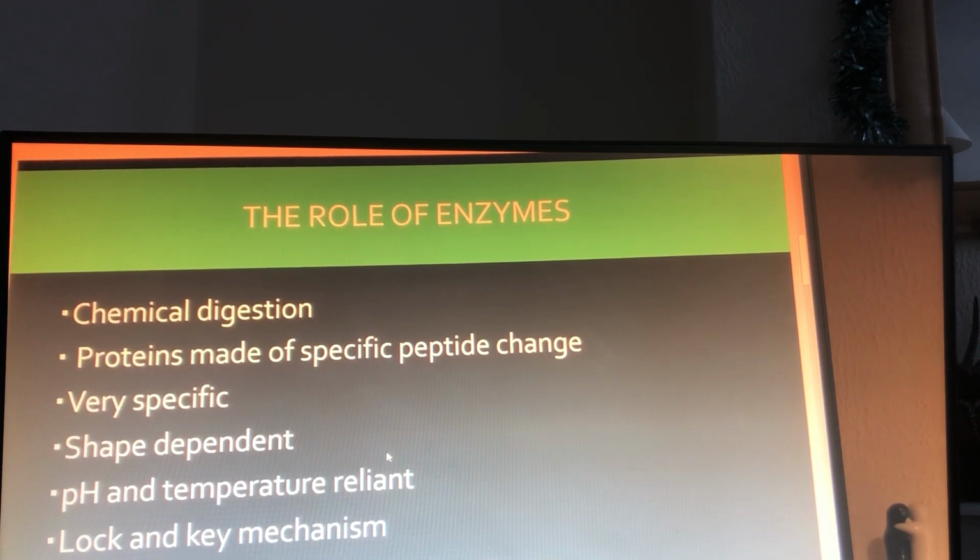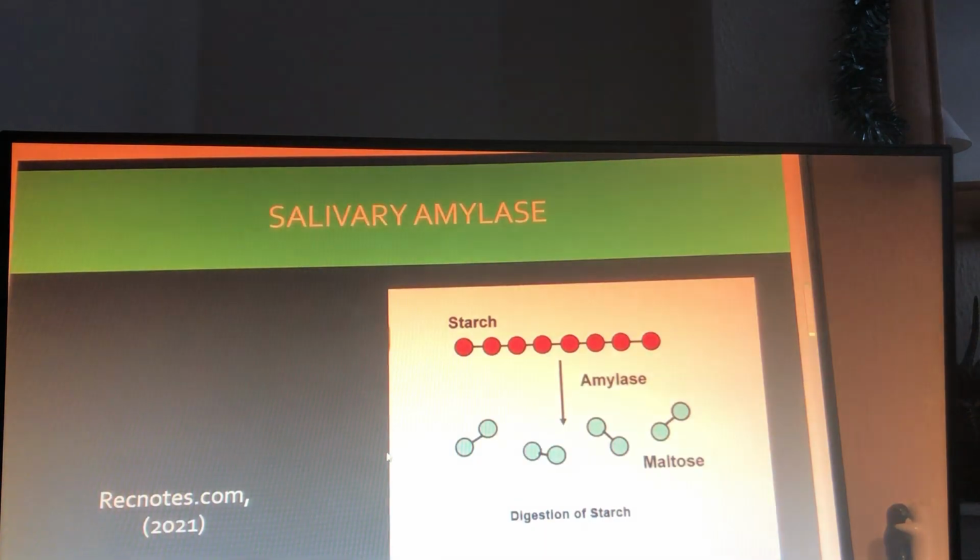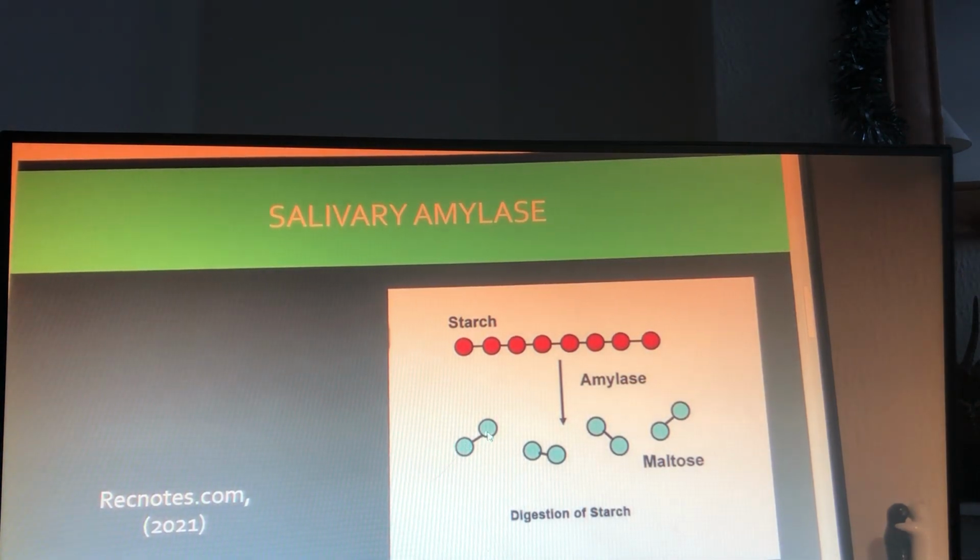An important part of the enzyme is the active site, which is where the substrate molecule fits. The enzyme causes the substrate molecule to break up into products. This is the lock and key mechanism. The enzyme is unchanged and can be reused.